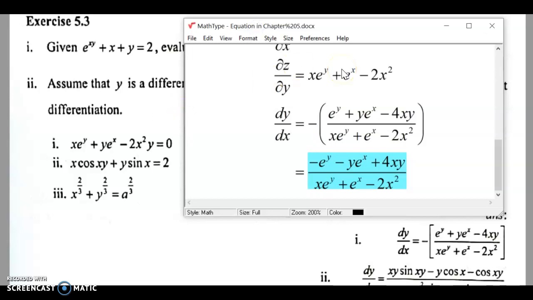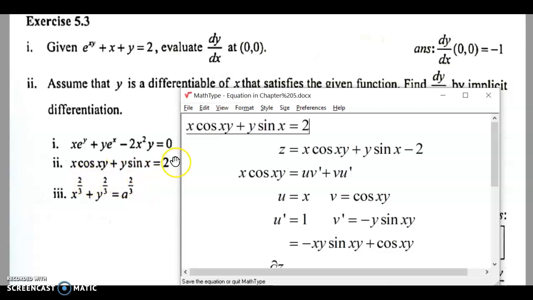So now for the second question. Right, so as usual, let's make it equal to 0 by moving 2 to the left hand side. So this is what you get, and for this question it will be a little bit complex compared to what we have discussed in the previous questions, because as you can see, we have a product here, x cos xy, and later y sin x.